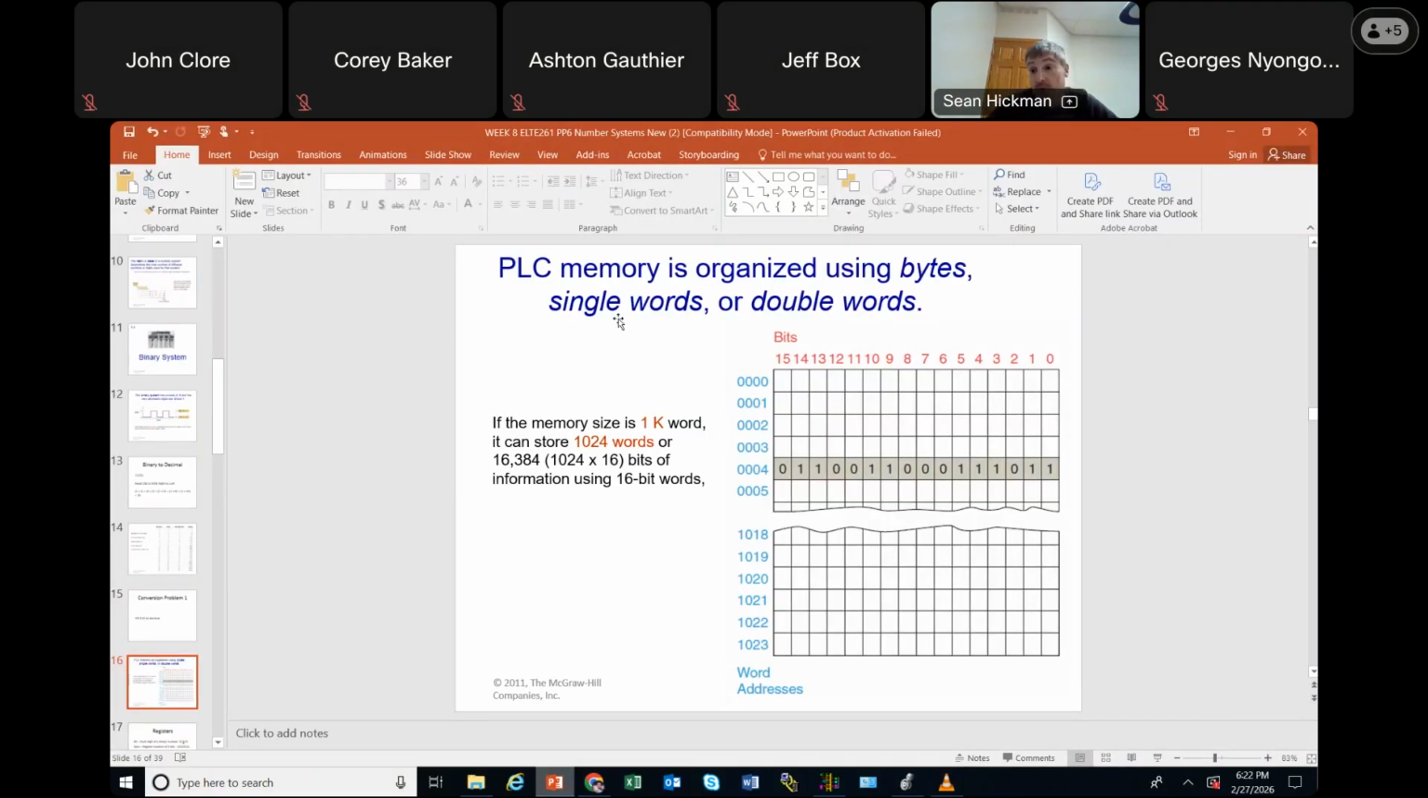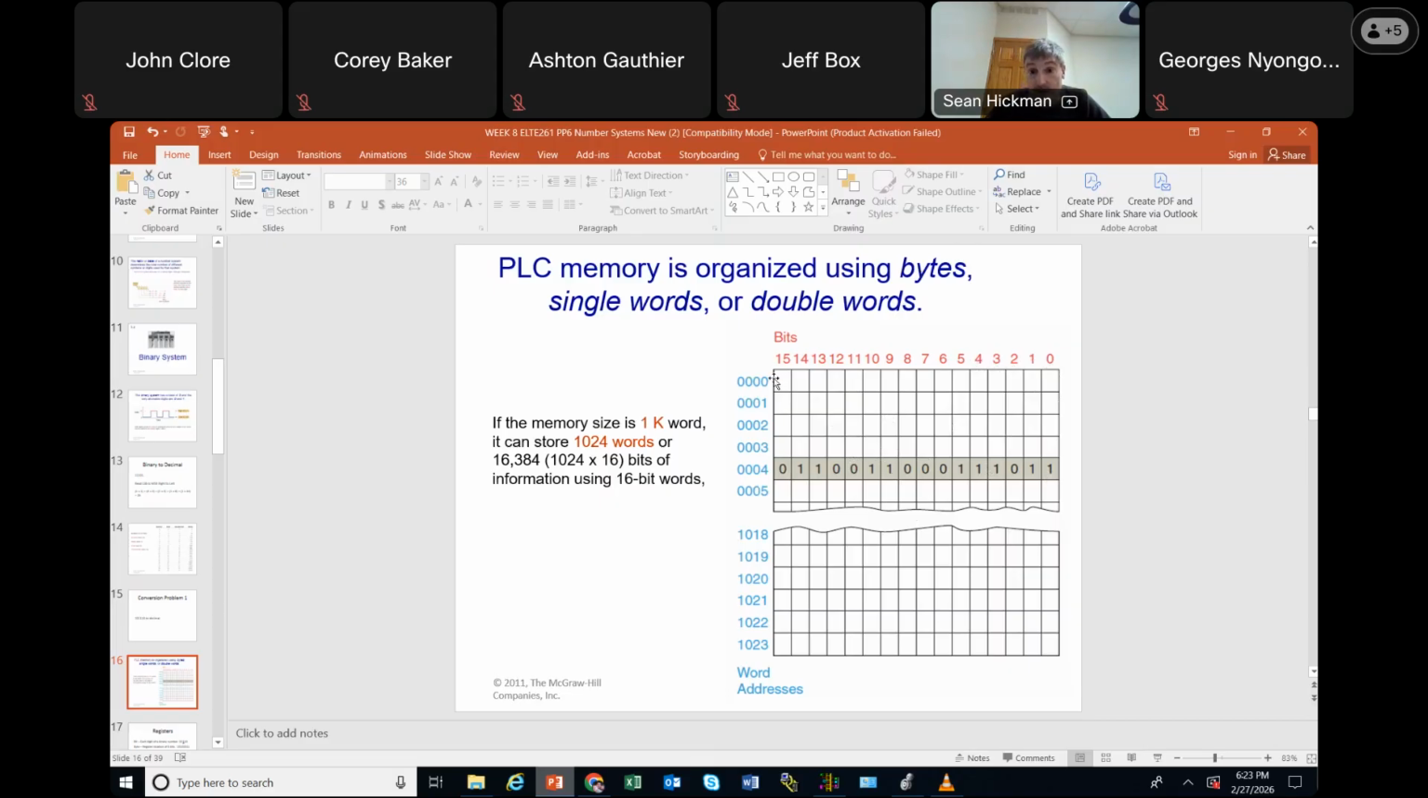A single word, often referred to as the register, would be 16 bits, and the double word would be 32 bits. It starts least significant to most significant, works this way. These are the 1s, the 2s, the 4s, the 8s, 16, like that. Works your way across there.